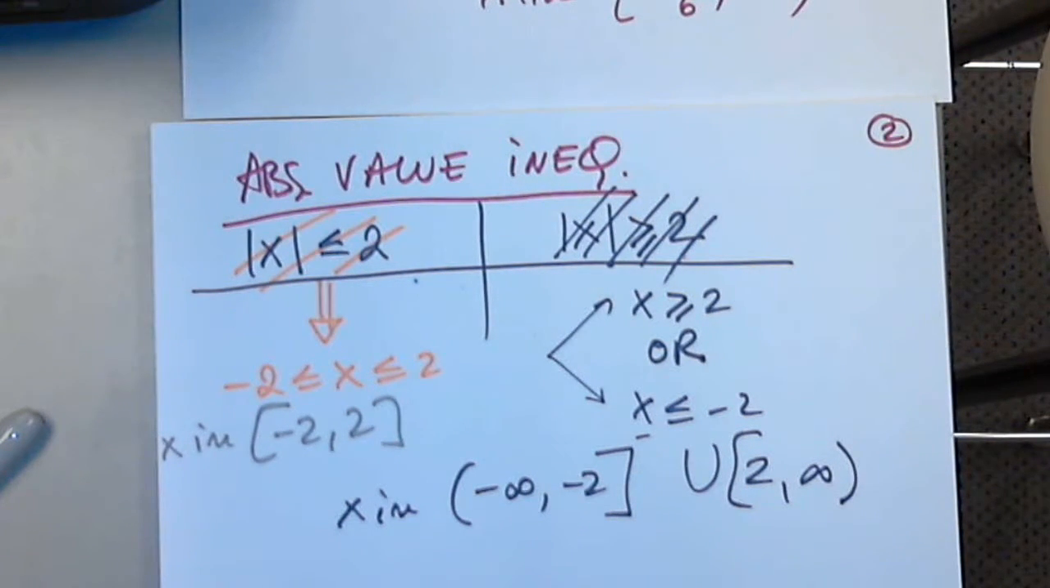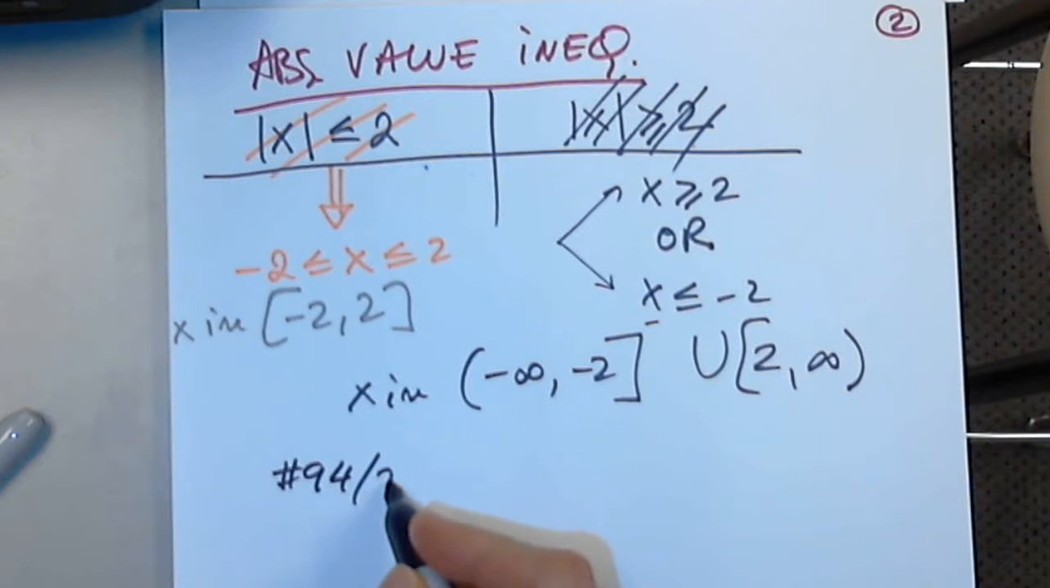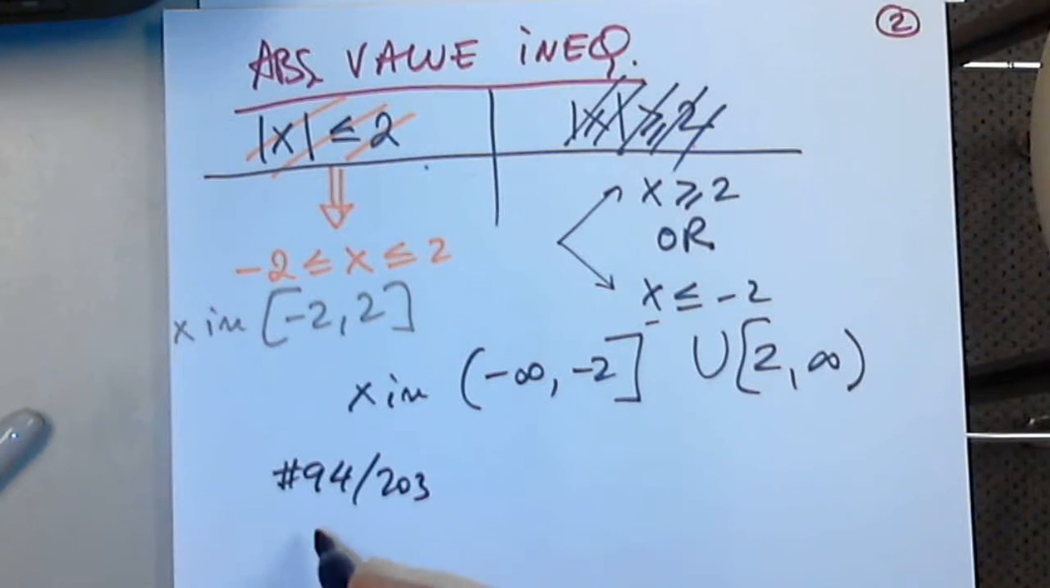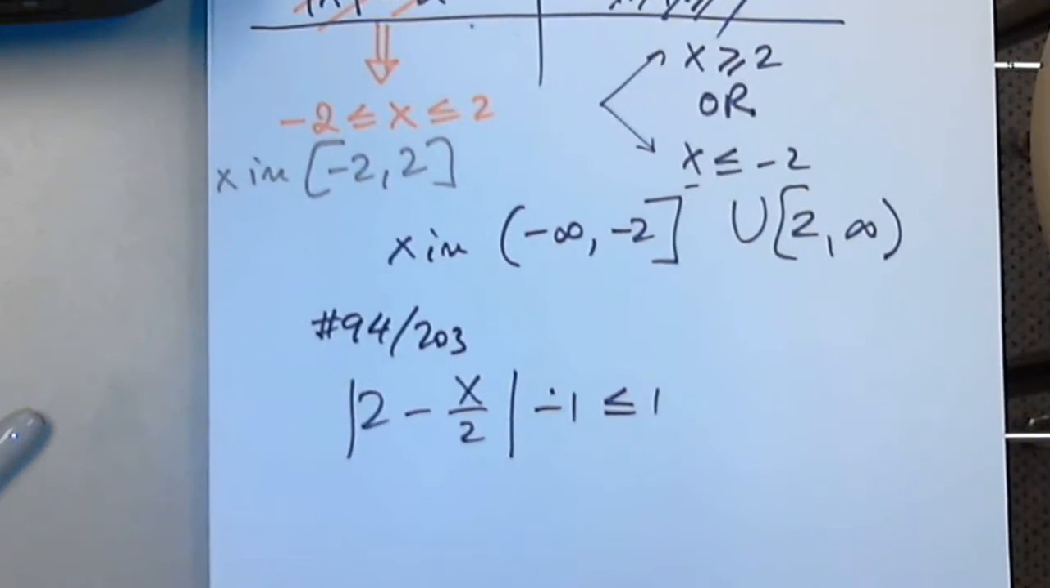Okay, let's look at an example. Let's say 94 on page 203. I have 2 minus x over 2 minus 1 less than or equal to 1. And you could say, wait a minute, this doesn't look like what you just talked about. True, it doesn't. It's more difficult. Indeed. What do you think would be the first step here?